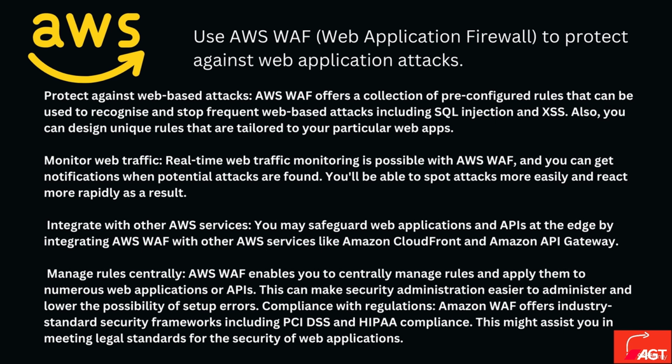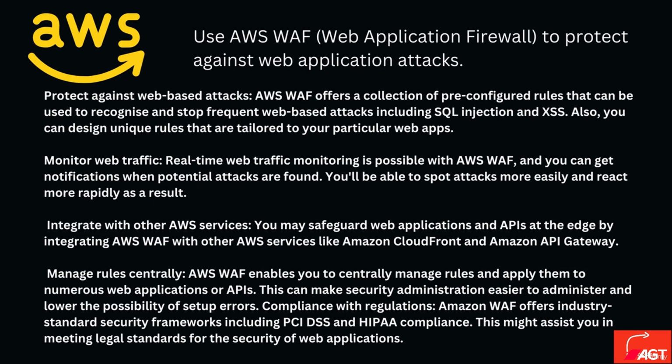You may safeguard web applications and APIs at the edge by integrating AWS WAF with other AWS services like Amazon CloudFront and Amazon API Gateway. Manage rules centrally. AWS WAF enables you to centrally manage rules and apply them to numerous web applications or APIs. This can make security administration easier to administer and lower the possibility of setup errors.